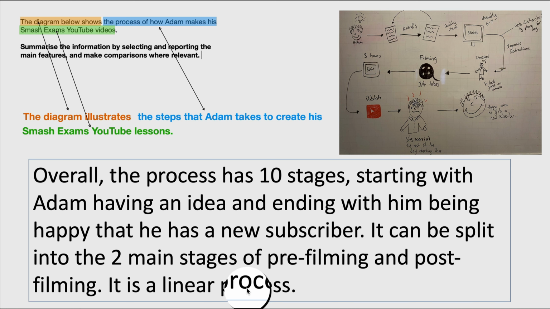It is a linear process. Linear just means it goes in a straight line and it doesn't go back. If it did go back, if there was an arrow here, then it would be a cyclical process. Also here, we've split it into two parts between before filming and after filming, because this is how our body paragraphs will be structured. This is why planning is important.